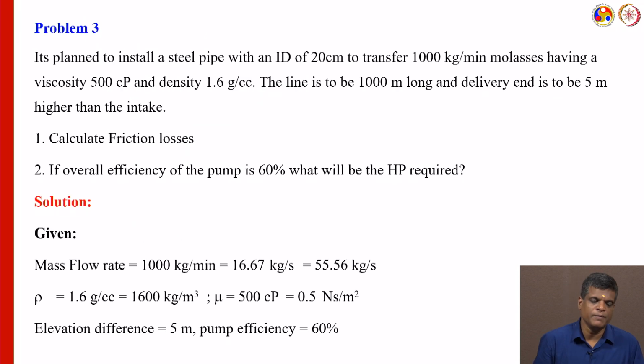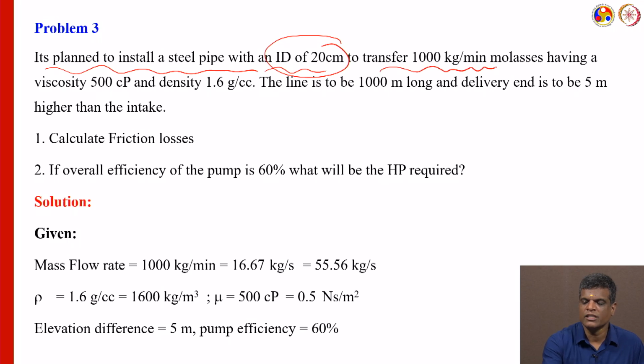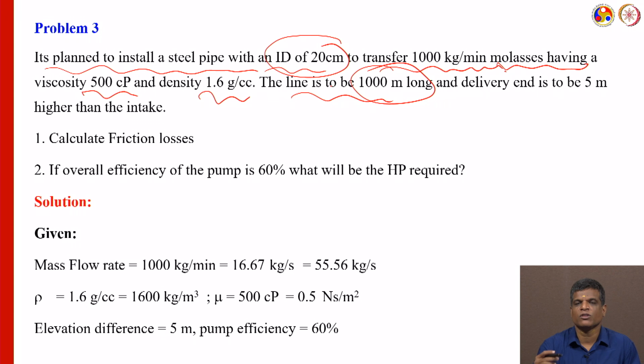So next is problem number 3. It's a plan to install a steel pipe with an ID of 20 centimeter, the internal diameter, to transfer 1000 kg per minute of molasses. Basically the sugar, this molasses has a viscosity of 500 centipoise, and the density is 1.6 gram per cc. This line is to be 1000 meter long, close to 1 kilometer, and the delivery end is to be 5 meter higher than the intake.